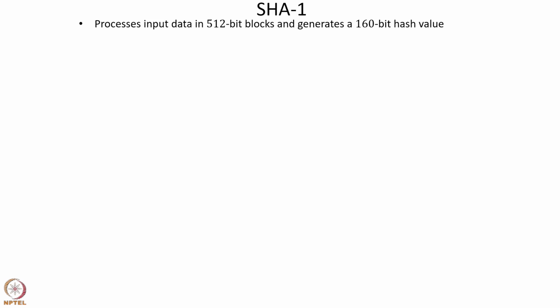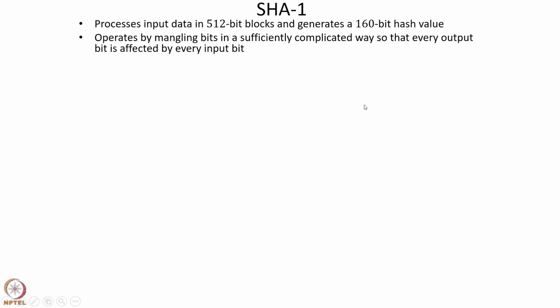SHA-1 or secure hash algorithm 1 operates as follows. It breaks up the input into blocks of 512 bits each and processes these blocks one by one, and the output is a 160-bit hash value. At a high level, SHA-1 operates by mangling bits in a sufficiently complicated way so that every output bit is affected by every input bit.